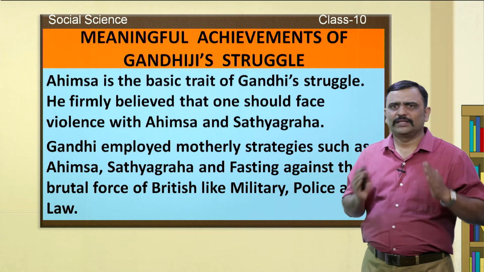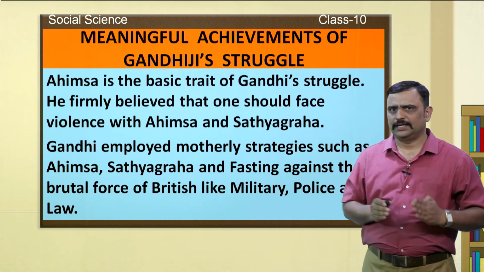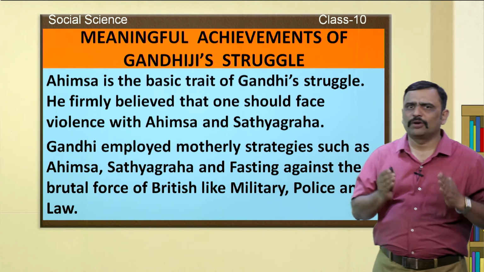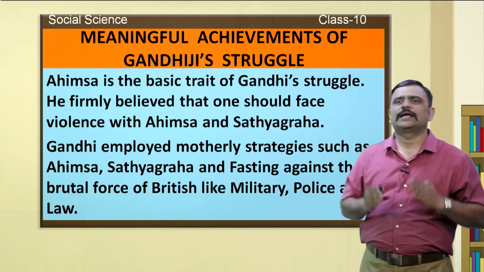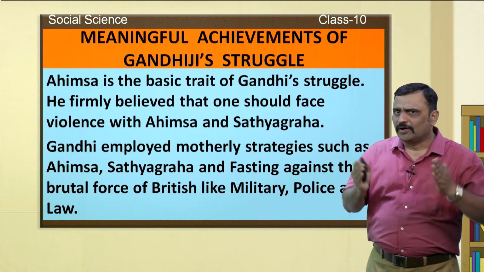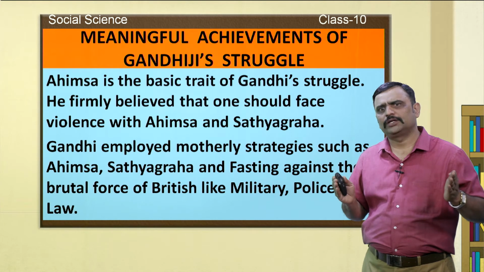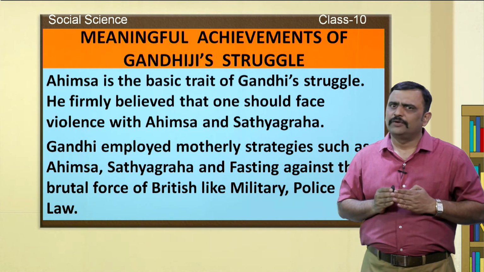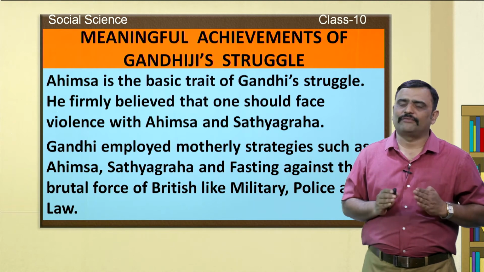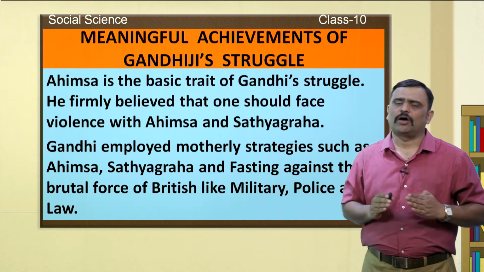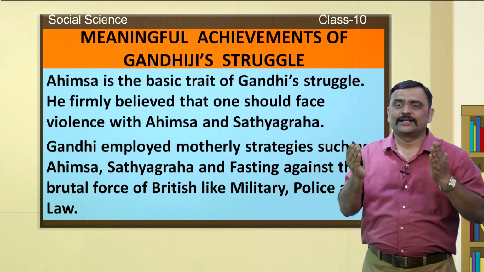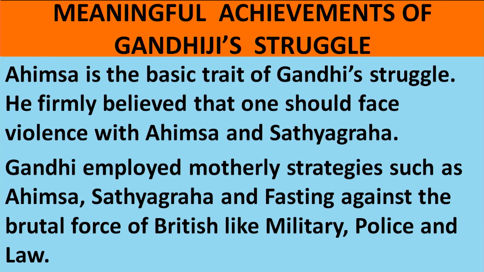Gandhiji employed strategies such as ahimsa, satyagraha and fasting against the brutal force of the British, like military, police and law. And he was successful in it because Gandhiji knew it very clearly. We the Indians, though very good with population strength, very few of us were aware of the military power, law and all. Gandhiji wanted to take the common people as a part of satyagraha, and he wanted to take the entire Indian youth on the path of the freedom movement.